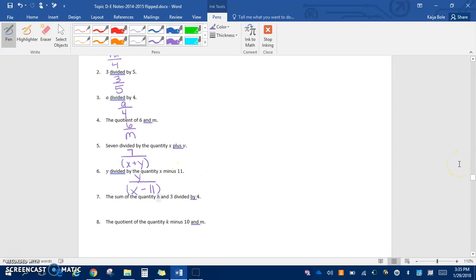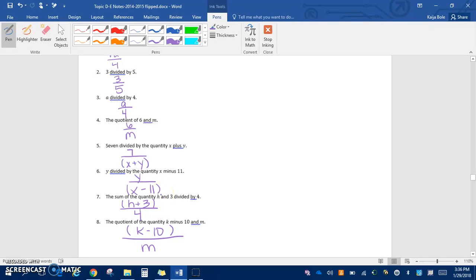Number 7, we have the sum of the quantity h and 3 divided by 4. So we have a lot going on. First we have that quantity. So I'm going to put my parentheses in, and that quantity is the sum of h and 3. So that's h plus 3, and then we want to divide that by 4. And then the last one, the quotient of the quantity k minus 10 and n. So again, we have that quantity, so we put our parentheses in, and it's k minus 10, and then divided by n.